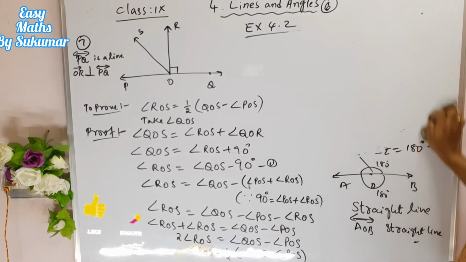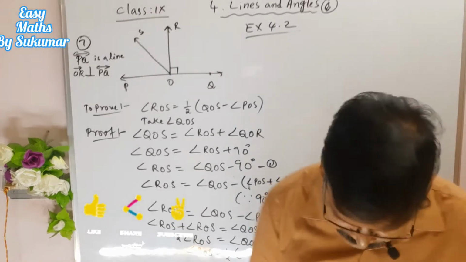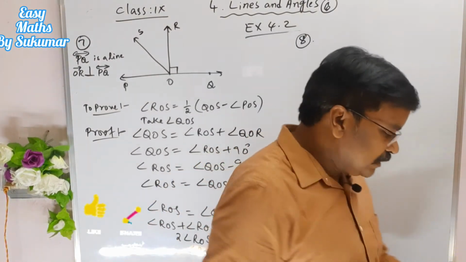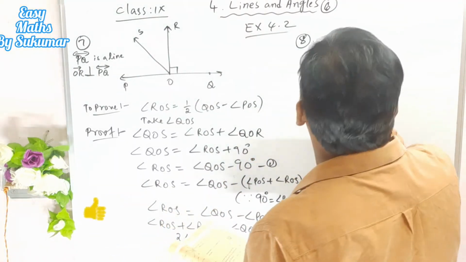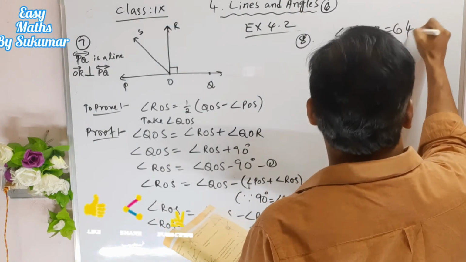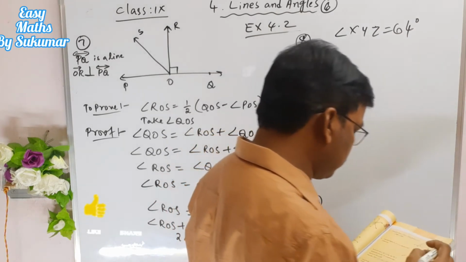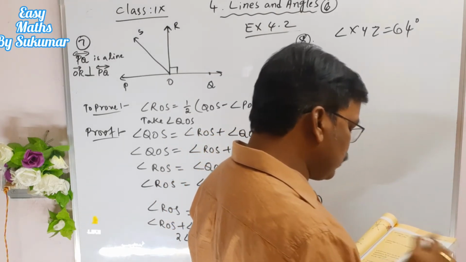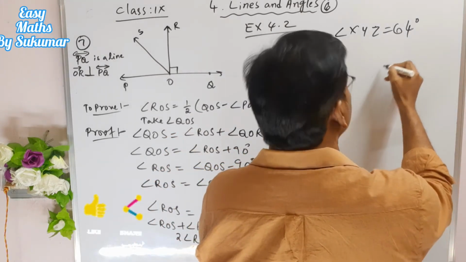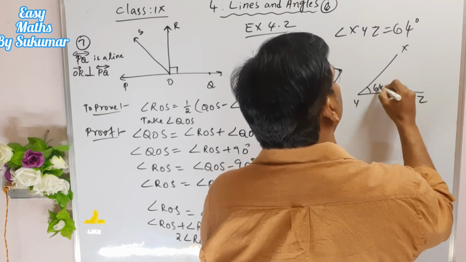Now coming to the last question in this exercise, my dear students. Last question in this exercise, 8th sum. It is given that angle XYZ is equal to 64 degrees, and XY is produced to point P. A ray YQ bisects angle ZYP. Angle XYZ, this is 64 degrees.